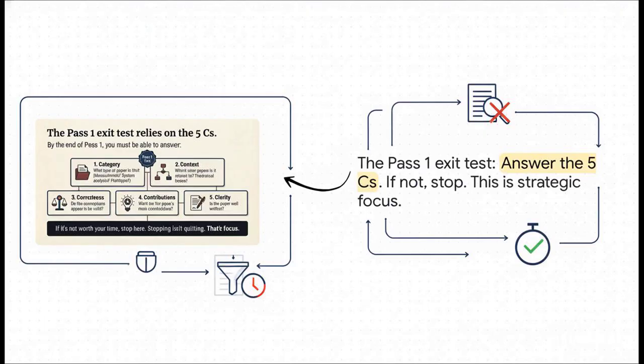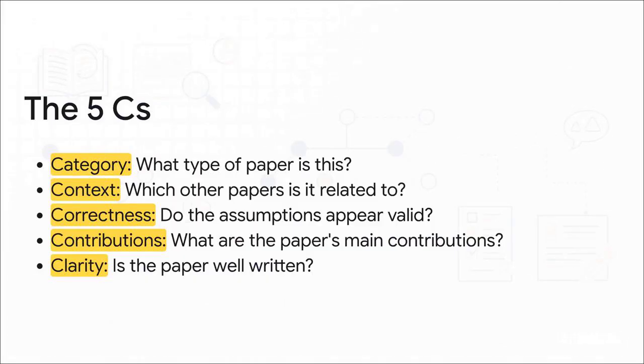After those 10 minutes are up, you hit the Pass 1 exit test. You need to be able to answer 5 key questions, which we'll call the 5 C's. And listen, if you can't answer them, or if the paper just doesn't seem useful, you stop right there. And that's not quitting, that's being strategic. That's focus. So what are these 5 C's?